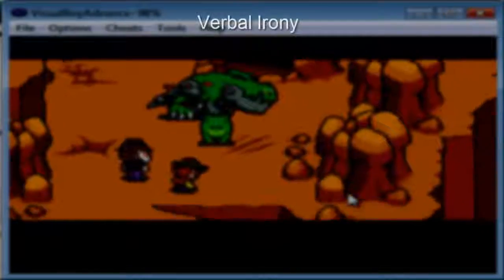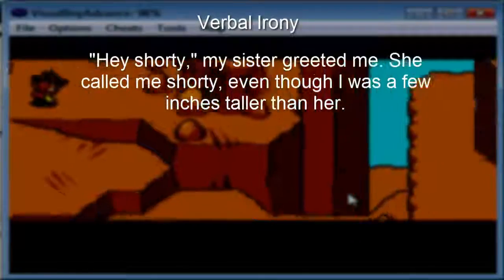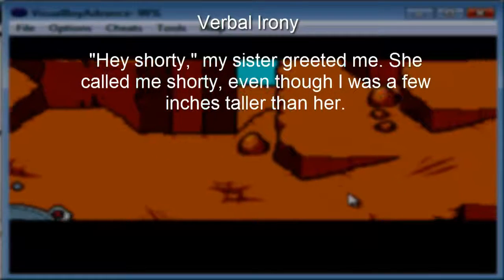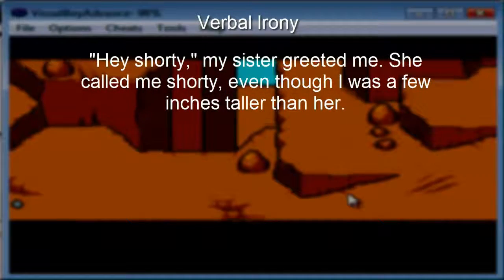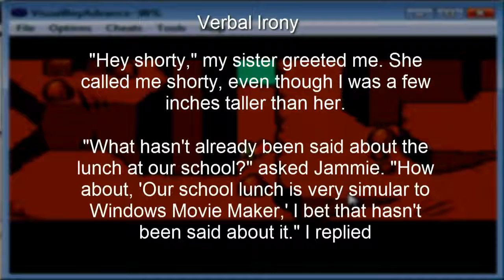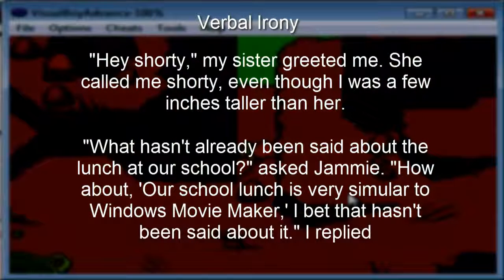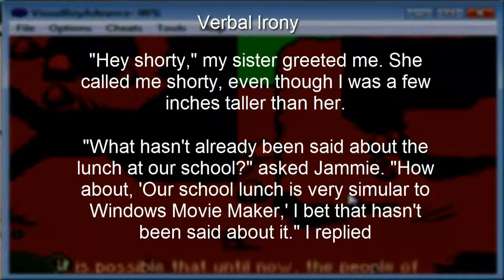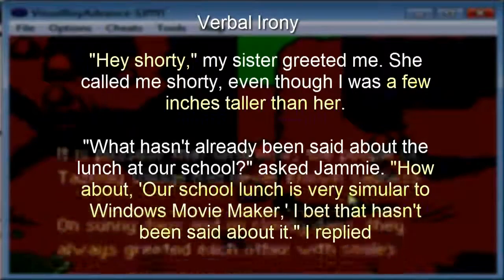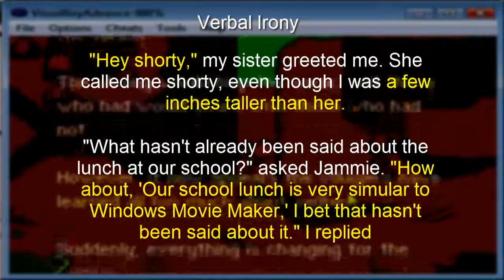Some examples of verbal irony include: hey Shorty, my sister greeted me. She called me Shorty, even though I was a few inches taller than her. And what hasn't already been said about our school lunch? Asked Jamie. How about, our school lunch is very similar to Windows Movie Maker. I bet that hasn't been said, I replied.